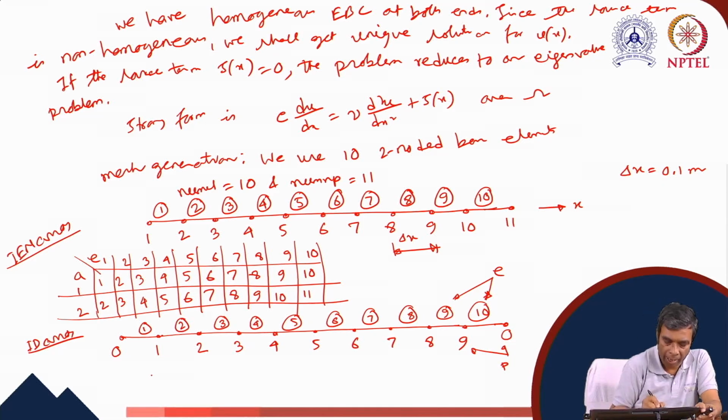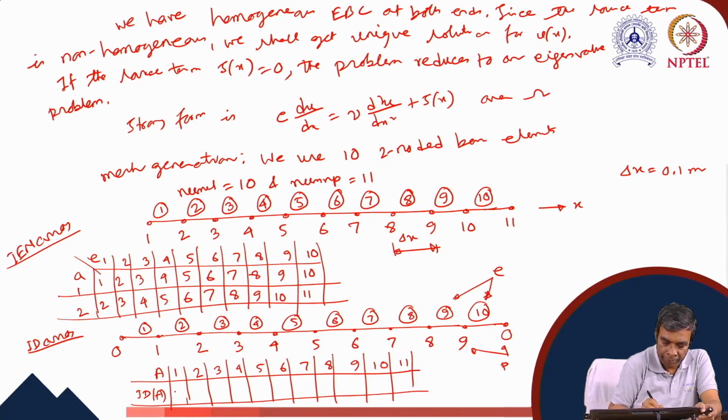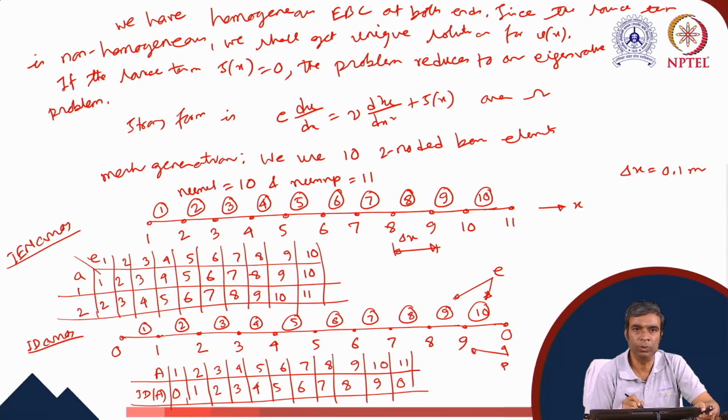Now we make the ID array, A versus ID(A). A is 1, 2, 3, 4, 5, 6, 7, 8, 9, 10, and 11. So here our equation numbers will be 0, 1, 2, 3, 4, 5, 6, 7, 8, 9, and 0. We have the ID array ready now, so we can make the final LM array.